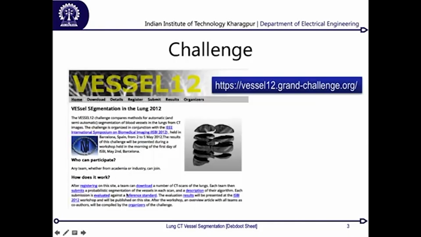Now, let us enter into what this challenge is all about. It is called the Vessel 2012 challenge, and you can find it on Grand Challenges. This is the URL where you can point it, and if you look carefully there, it is called vessel segmentation in lung 2012, and this was held at ISBI 2012.